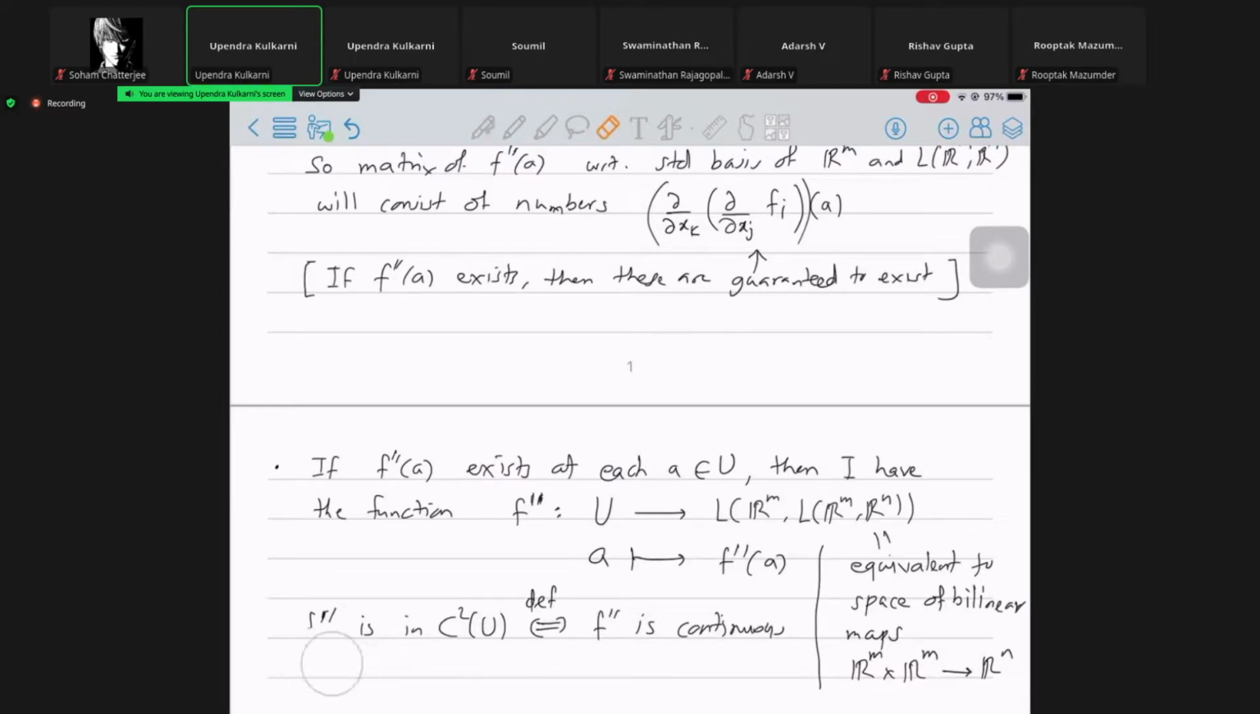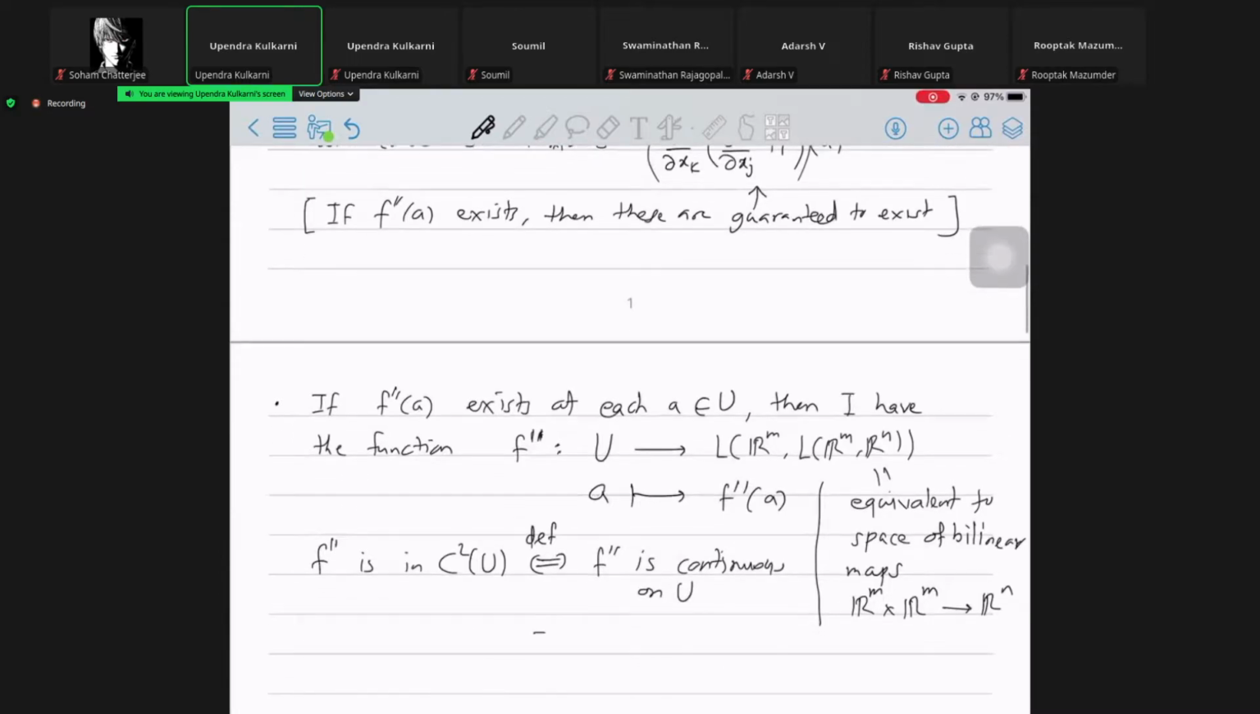So what is the characterization? Remember, we had a characterization for C1 functions. The exact same thing is going to apply here. But what does f double prime being continuous on U have to say? That simply means that the derivative of f prime is continuous on U. But the derivative of any function being continuous is equivalent to all the partial derivatives of that being continuous. So what are all these partial derivatives of all the components?